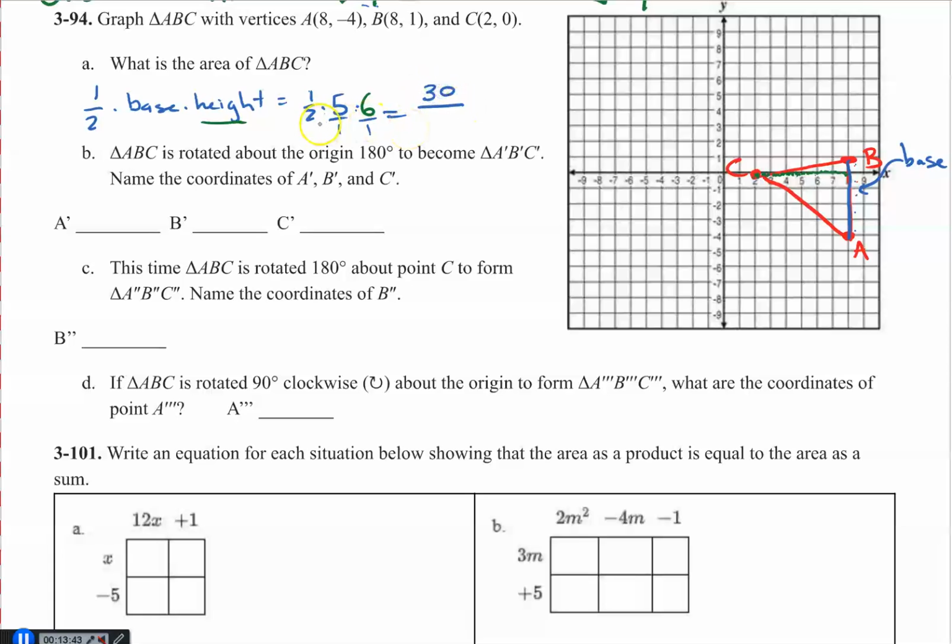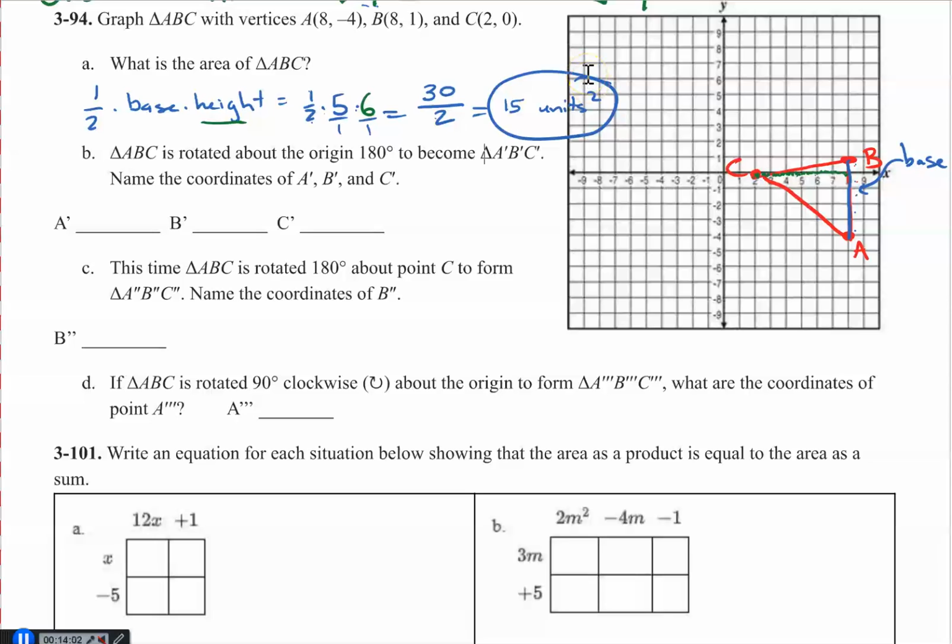30. 2 times 1 times 1. 2 times 1 is 2. And then if you times it by 1 again, it's still 2. 30 divided by 2 is 15 units square, because it's area, so you put unit square.